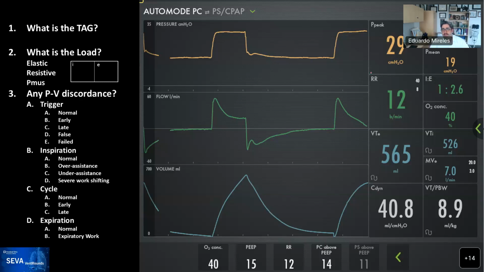So what I would ask you is to put in the chat, what's the tag for the mode? And I left all the information on the screen so that you don't feel cheated. So the mode is up here. If you want to use the Vent Mode app to read it, or a card, or you want to read it out of it. Then we want to hear what's the load. So is it elastic, is it resistive, or is there presence of PMOS during inspiration and expiration?